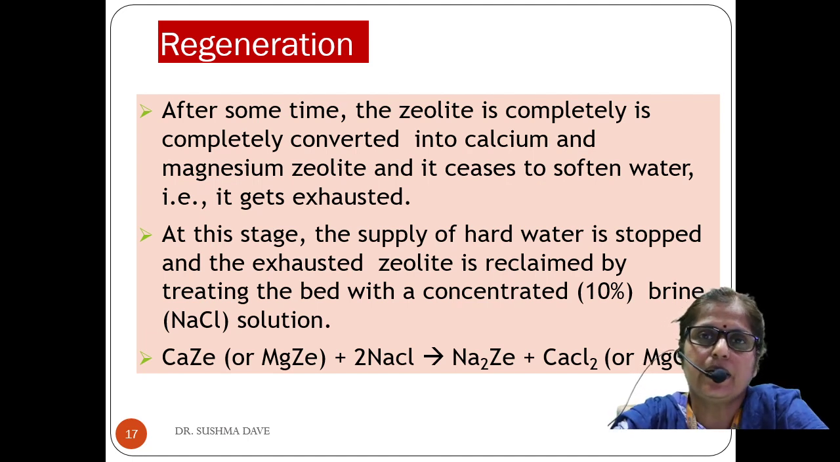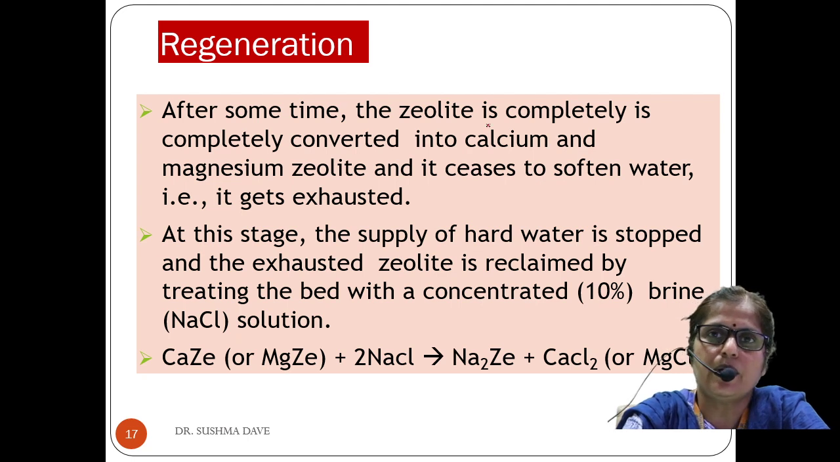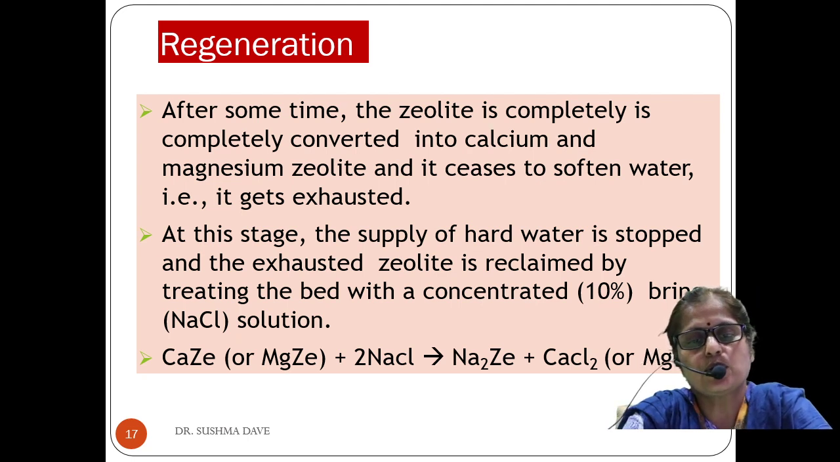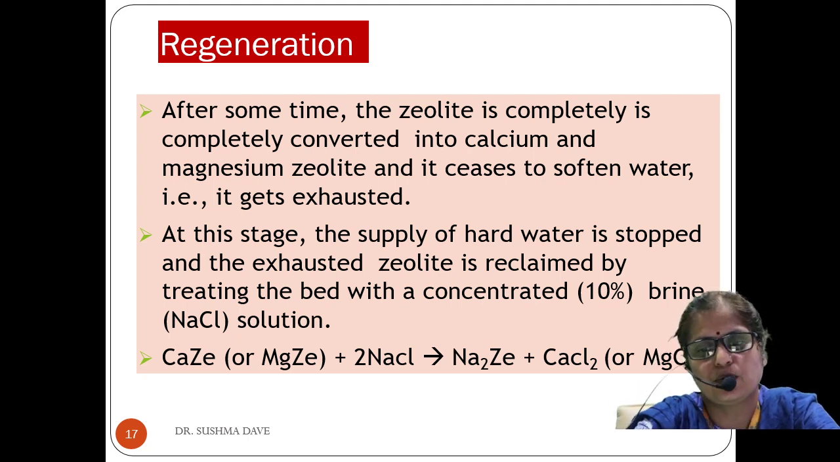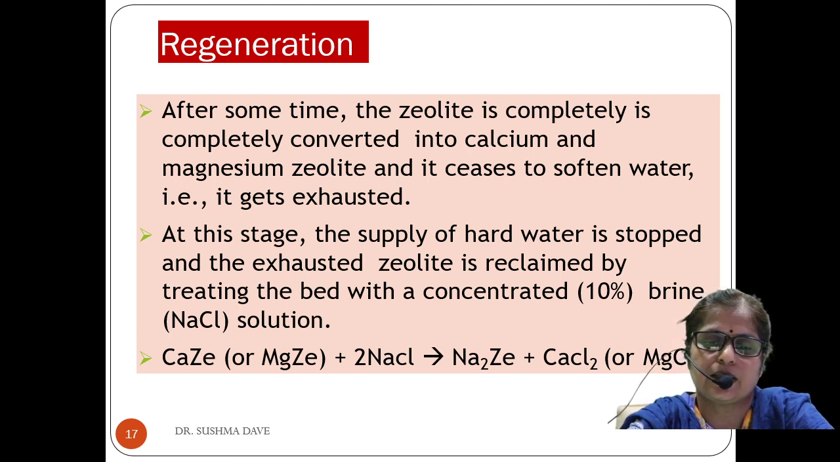When the zeolite bed is completely converted into calcium or magnesium zeolite, it stops softening water. This stage is called the exhausted zeolite bed. At this stage, we have to stop the supply of hard water because now you won't get soft water as outlet. It can be checked by any simple method that now the zeolite bed has started letting the hard water out. Now here comes the role of computer science students as well as electronics students.